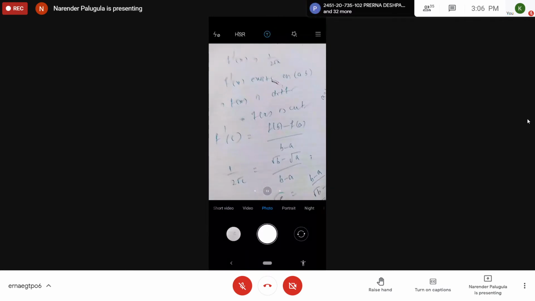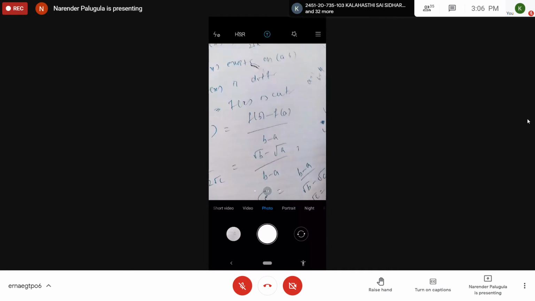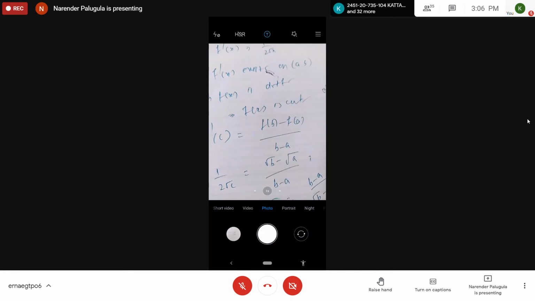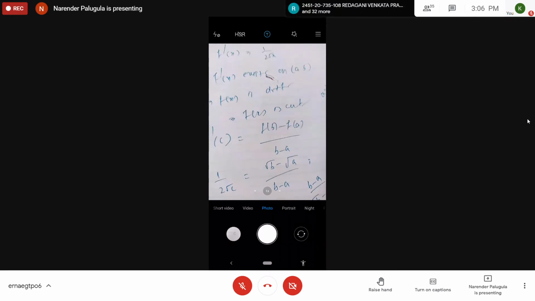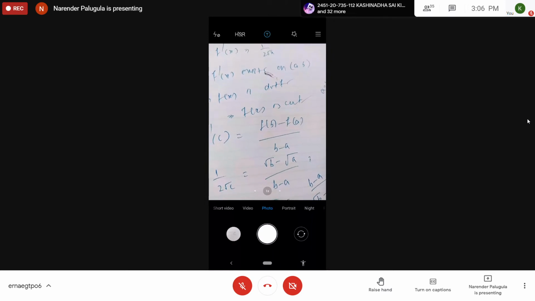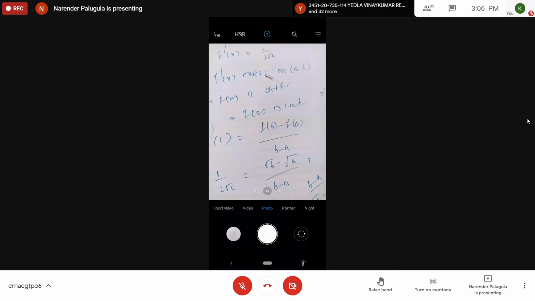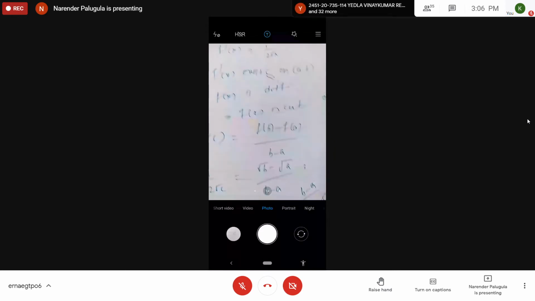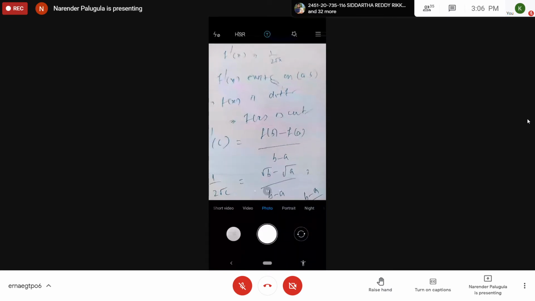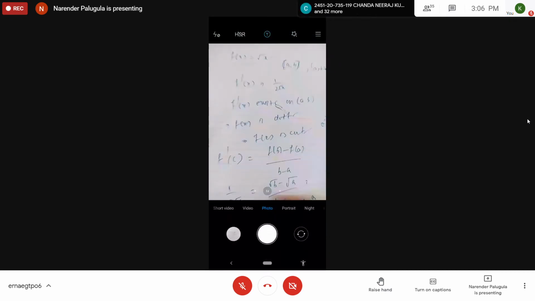If any function is continuous and differentiable in some particular interval, definitely it will satisfy Rolle's theorem conditions and conclusion. Similarly, if any function satisfies the conditions of Rolle's theorem, meaning differentiability, continuity and equality, definitely there will exist some point between a and b such that f dash is 0. Same with Lagrange's: if they satisfy differentiability and continuity, definitely there exists a point between a and b satisfying the Lagrange's mean value theorem conclusion.